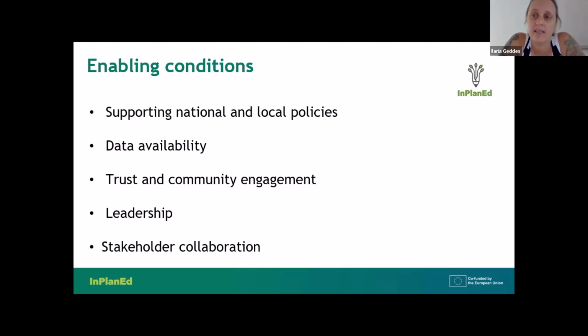So just a couple of final slides which list the enabling conditions for integrated urban planning: this alignment between national and local policies, data availability, which is an issue in a lot of countries, and it certainly is here in Cyprus. We do not all have the same data that the UK has, but there are ways of dealing with this. It's not an excuse. Trust and community engagement, leadership, stakeholder collaboration. Not all these enabling conditions are present in all cities. In most cases, most cities do not have all of them, but this is really not an excuse not to do integrated urban planning. Rather, cities should identify the enabling conditions that they already have and build upon these while they develop the others.